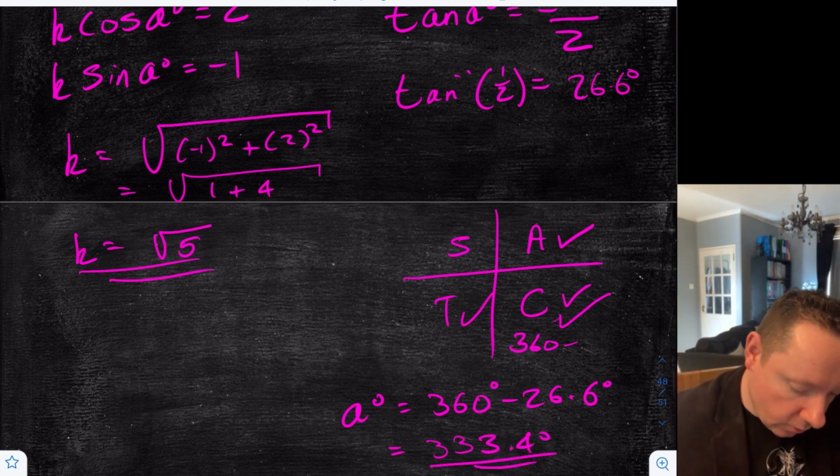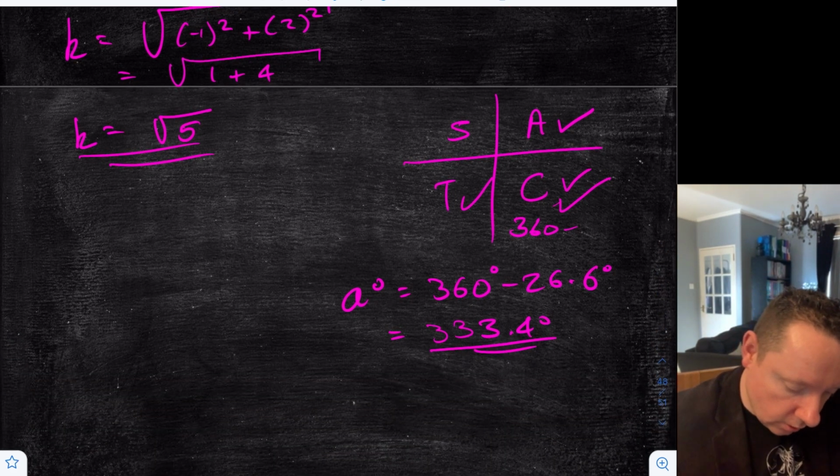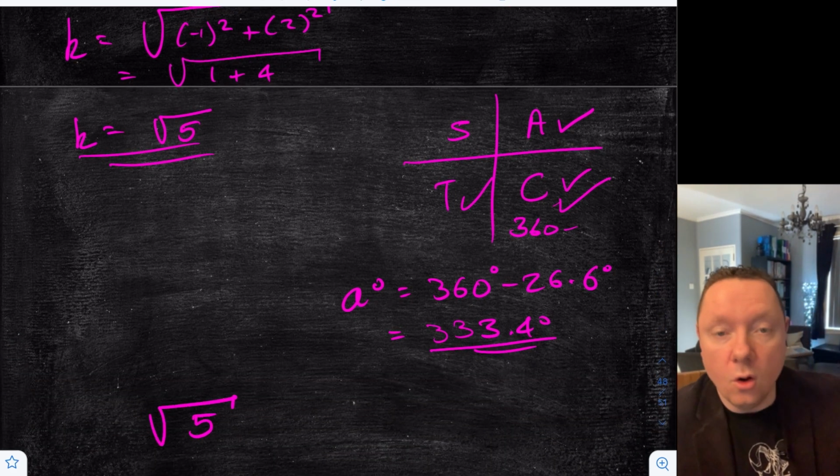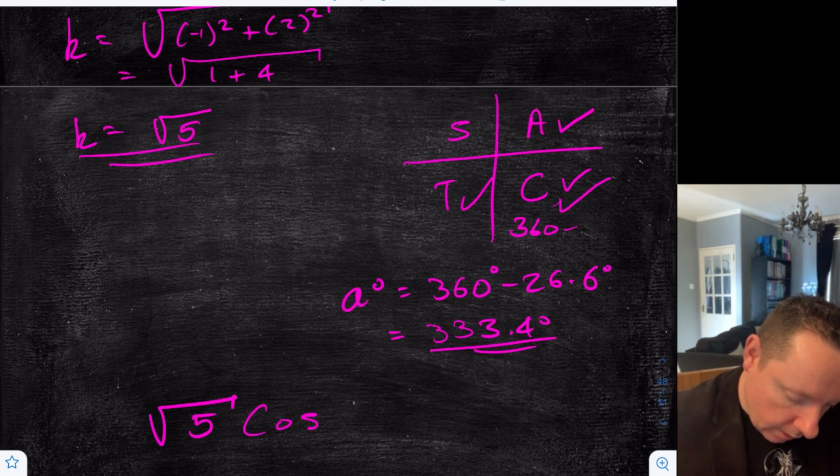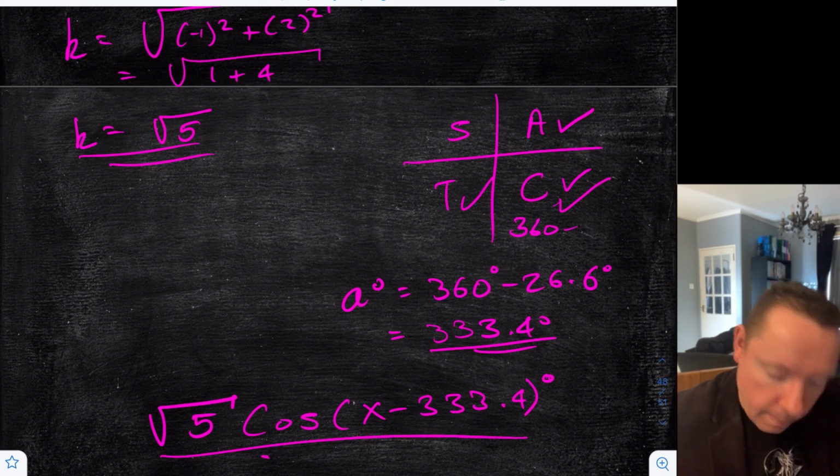Now we've got our A and our k, so we can write down our answer as the square root of 5 times the cos of x minus 333.4 degrees. And we're done there.